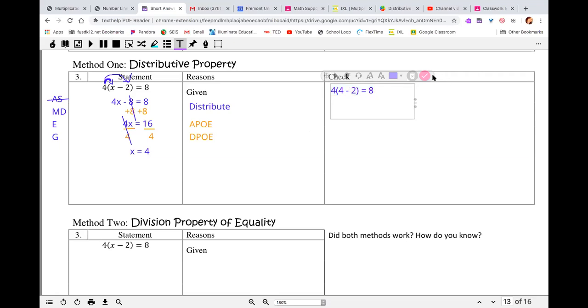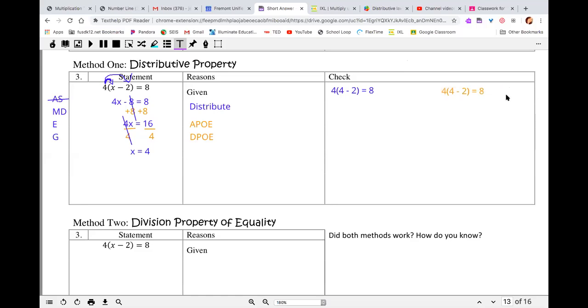Copy. And I'll do it in a different color. Oh, why is it not working? Uh-oh. Okay, let me pause my recording.